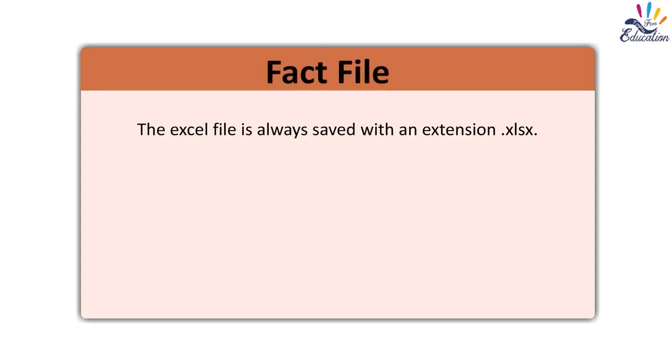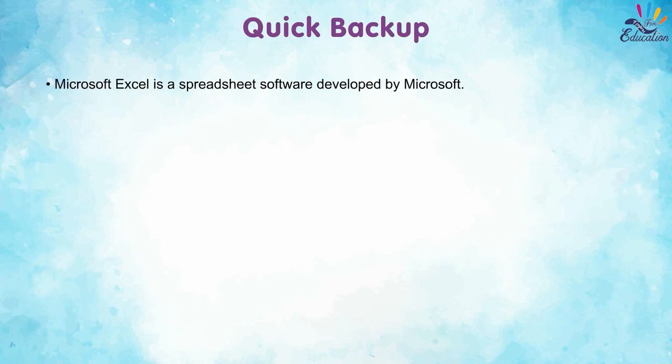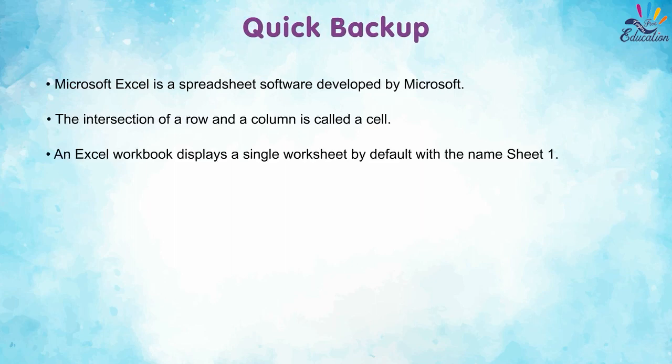Fact file. The Excel file is always saved with an extension .xlsx. Quick backup. Microsoft Excel is a spreadsheet software developed by Microsoft. The intersection of a row and a column is called a cell. An Excel workbook displays a single worksheet by default with the name Sheet1.